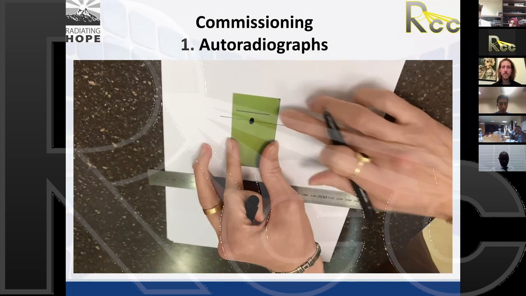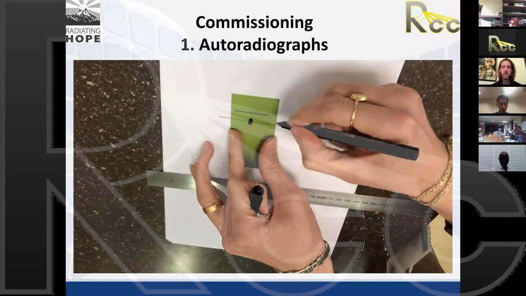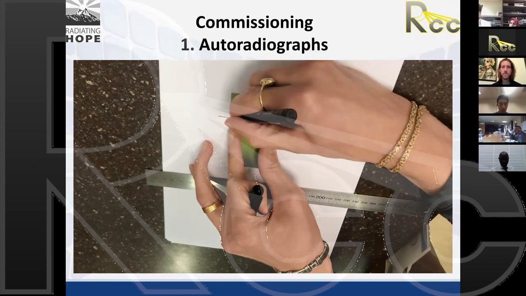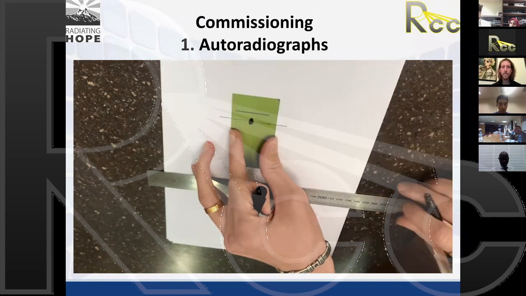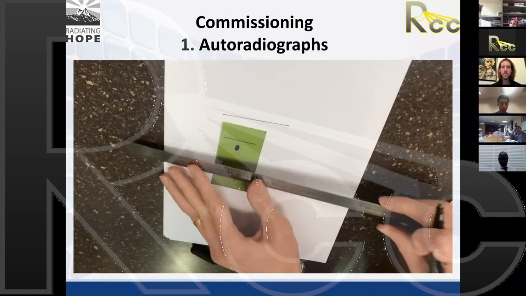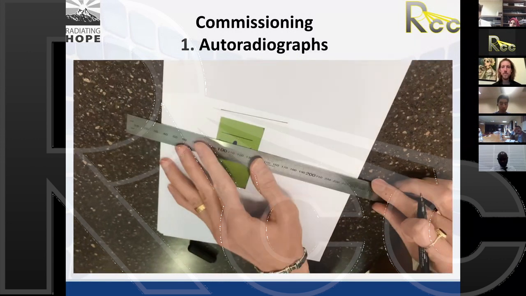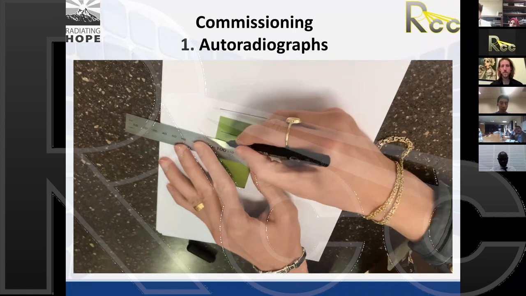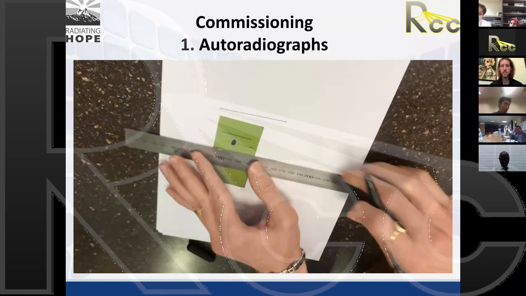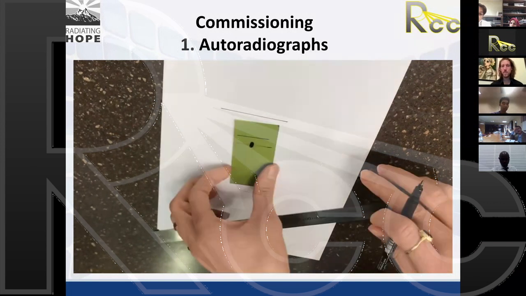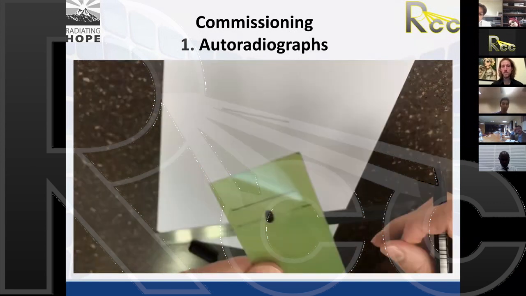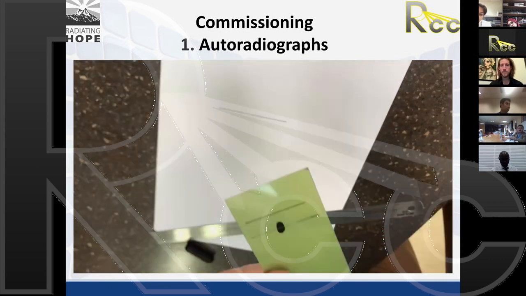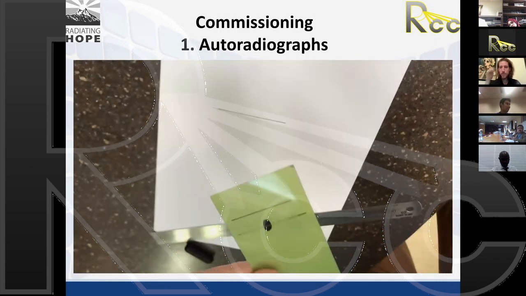Draw a little point on each side of the film, and now you can move it and just use your ruler to draw a straight line through those two points, and there we go. We found the center of the source, and this works very well with the ring commissioning, where it's very difficult to find these. That's just a little trick for finding the center of the active dwell position.